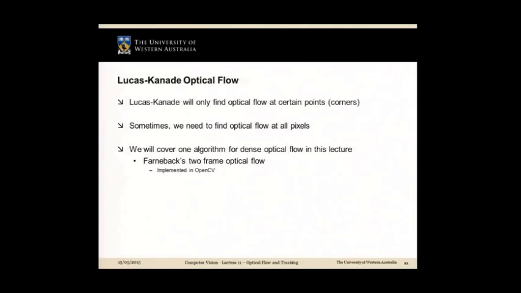So what happens in Lucas Kanade is you find one corner point, you compute the gradient values, and you keep on tracking those pixel values. So it's just restricted to one particular pixel point, right? Detection of corners, and then it follows that. And we will cover one algorithm for dense optical flow in this lecture, which is Farneback's two-frame optical flow.